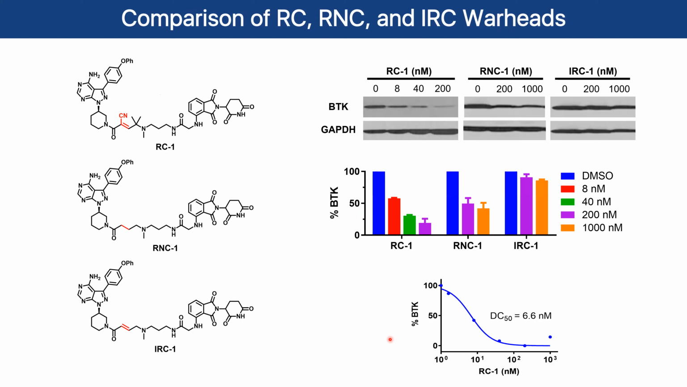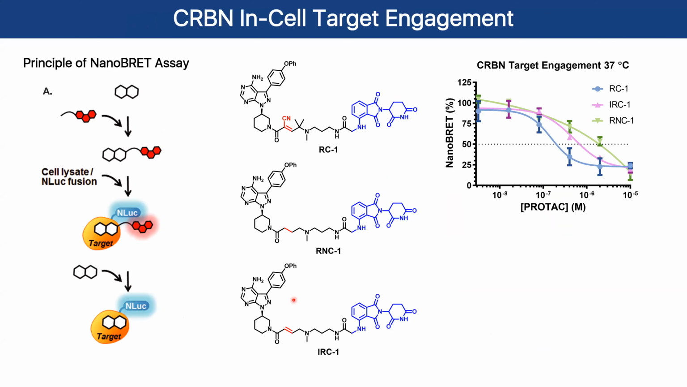So if you compare the protein degradation, the reversible covalent, we call the RC compound, works the best. If you just look at the purple bar, it works better than the other 2. So then the question is why it works the best.